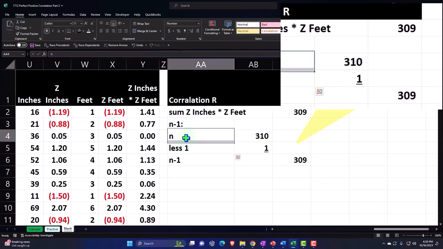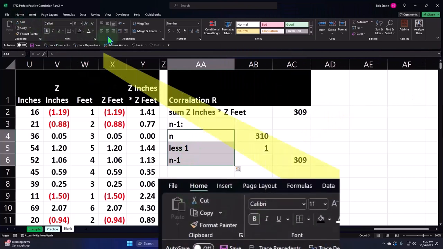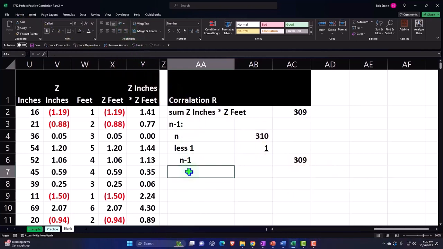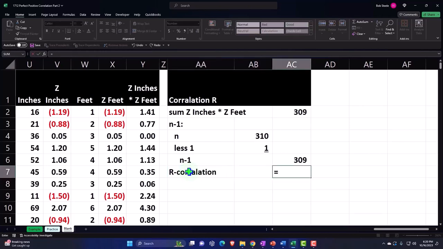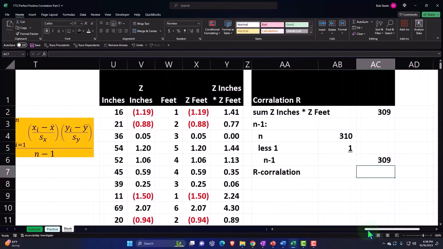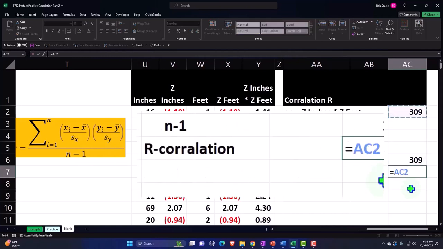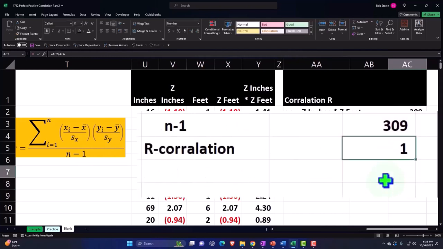And so let's indent this. Home tab, alignment, indent, and then indent. And then this will be the R, or the correlation. And so this is going to be, of course, division now, because now we have this whole top bit, and now we have this bottom part, the numerator and the denominator. So now this is going to be equal to the 309 divided by the 309, which comes out to 1.